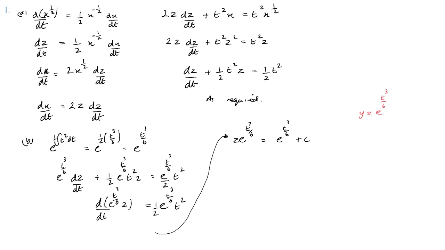over 6 and differentiate this, we get e to the t cubed over 6, that stays the same, multiplied by this power differentiated, which will be 3t squared over 6. These will cancel, leaving you with a half, so a half t squared e to the t cubed over 6, which is that there. So integrating this gets me to this. Okay, so that is the integration part done.